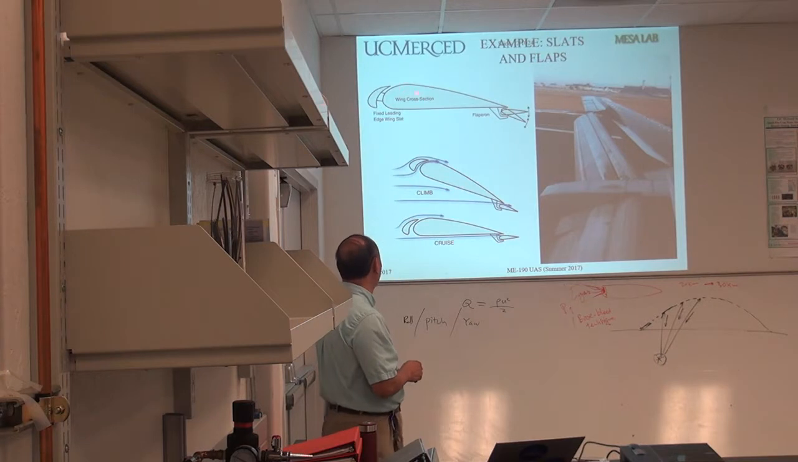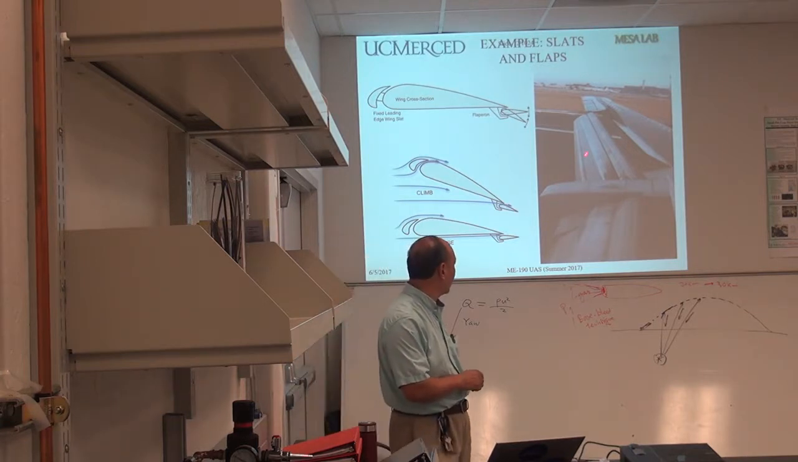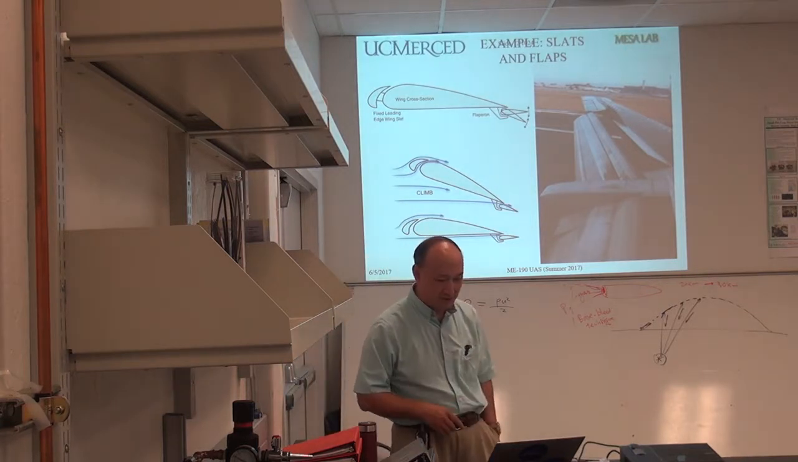So you have wing cross sections like that. So you have a fixed leading edge wing slat like that. You have a flaperon like that. It's kind of like a small one. So when you do climbing, when you do cruising, it will be different. Okay, it will be different. So that's exactly what explains here.